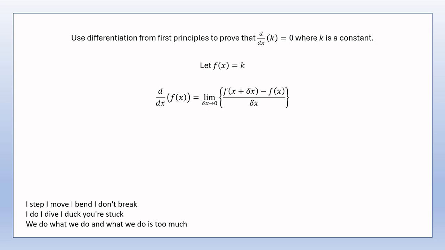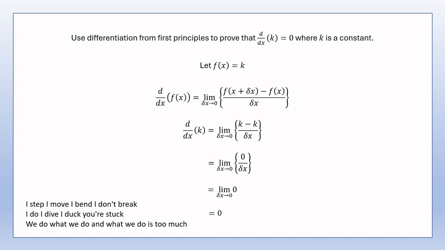And so, since f of x equals k for any value of x, and that includes x plus delta x, then d by dx of k is equal to the limit as delta x approaches 0 of k minus k over delta x. And of course the numerator is just equal to 0, so we get the limit as delta x approaches 0 of 0 over delta x. And since delta x is a non-zero number, then 0 over delta x is equal to 0, which means that the limit as delta x approaches 0 of 0 is equal to 0.